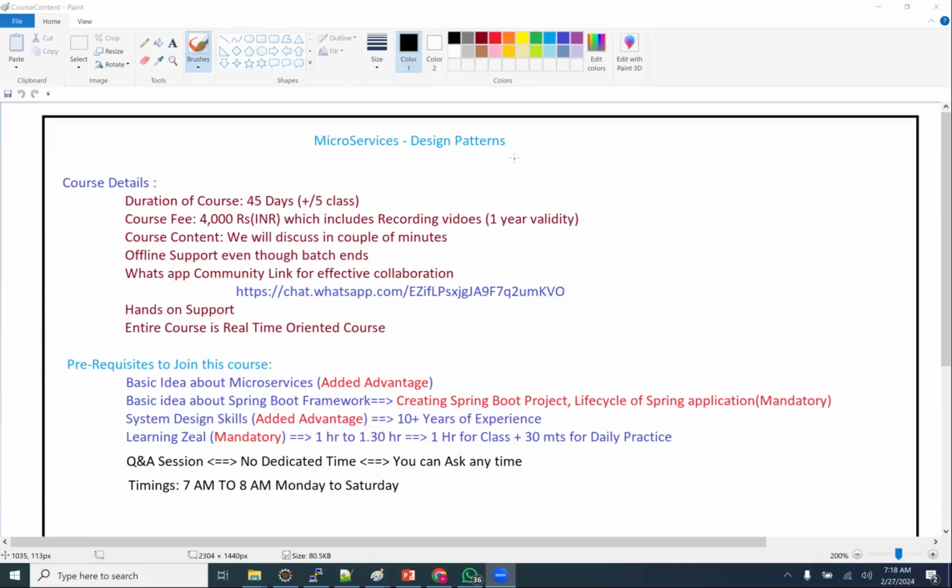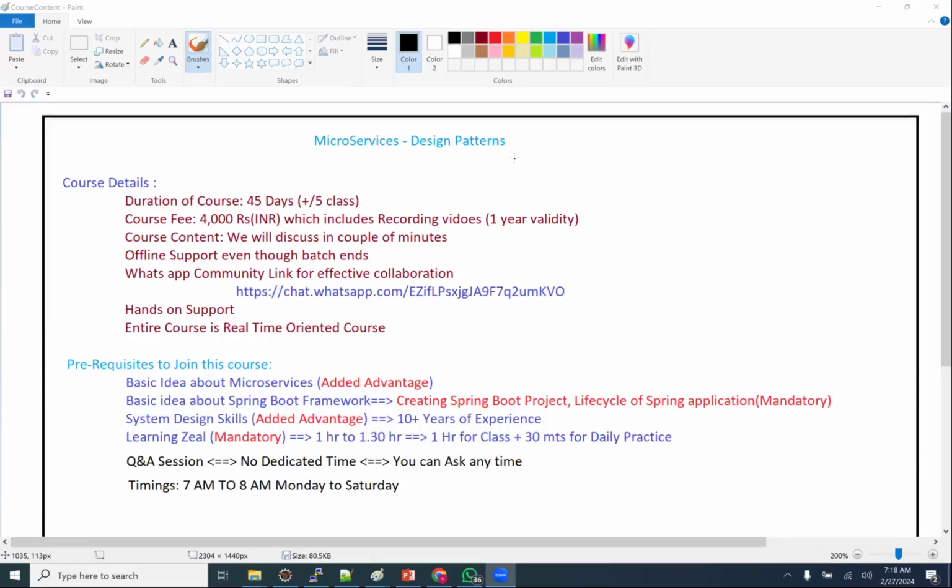Basic idea about the Spring Boot framework. This is mandatory, guys. My expectation is that you know how to create a Spring Boot project, what exactly happens when we run it, and what a bootstrap class is. Also the different annotations, like @SpringBootApplication, @RestController, @RequestMapping, @GetMapping, @PostMapping, @PutMapping. So you need to have an idea of the basic annotations in Spring Boot. It is mandatory.